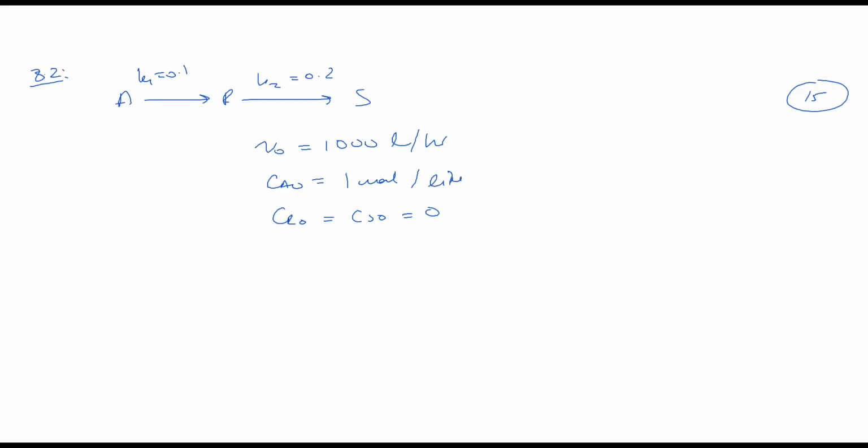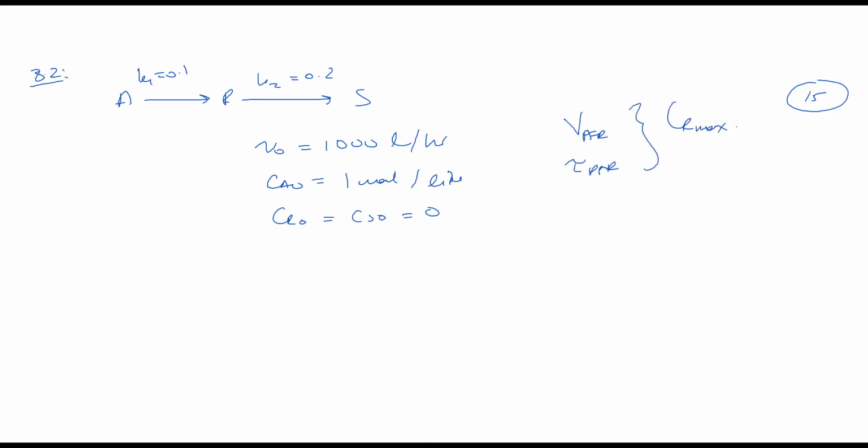Size of plug flow reactor that will maximize the concentration in the effluent stream. So I need to find V of the PFR and the tau of the PFR that will maximize concentration of R. That will give me a CR maximum.